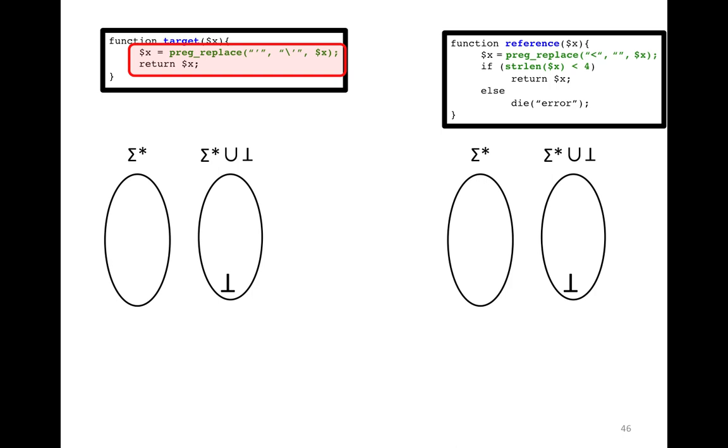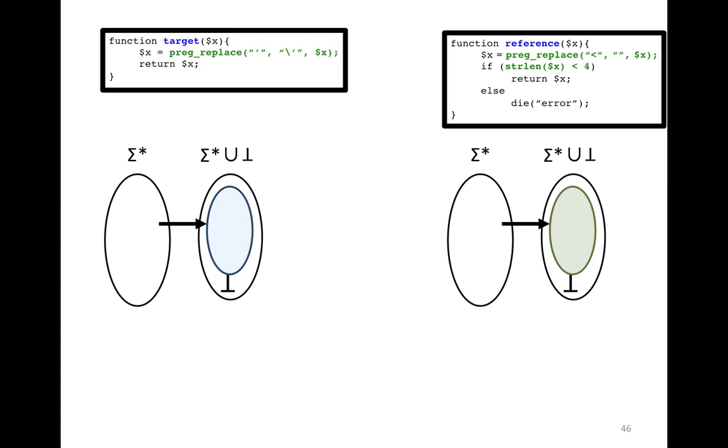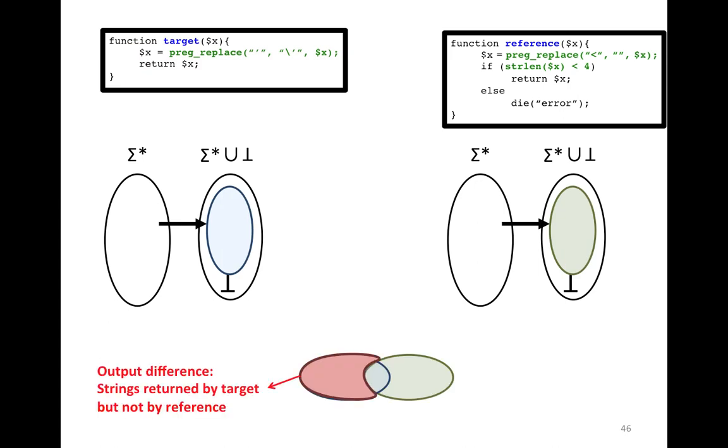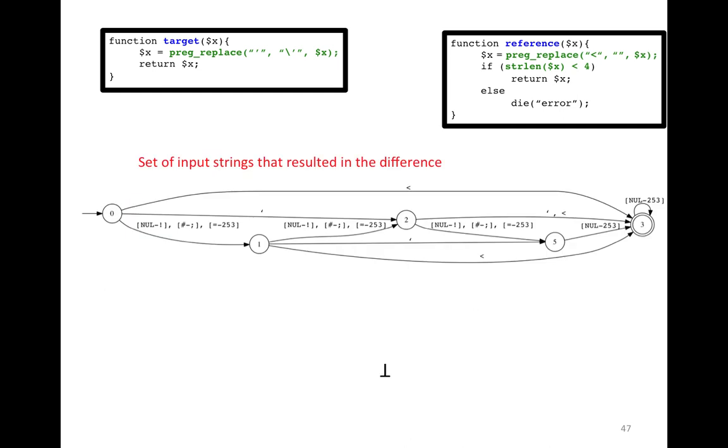So now, let's try to fix these functions. We are going to compute the post images of the two functions, then take the difference, and then compute the pre-image of this difference. Now we want to do the min cut on the pre-image, or on the automata that represents the pre-image. This is the automata that represents the input strings that resulted in the target output being different than the reference output. Let's take a look at some examples of these strings and see if we can cut this automata. If we want to cut this automata, what kind of cut are we going to get?